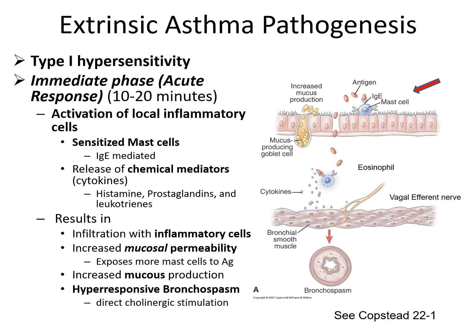So let's start by looking at extrinsic or atopic asthma. And this is a type 1 hypersensitivity. If you remember from our hypersensitivity unit, a type 1 will be mediated by sensitized mast cells. So we'll have massive histamine release that occurs.